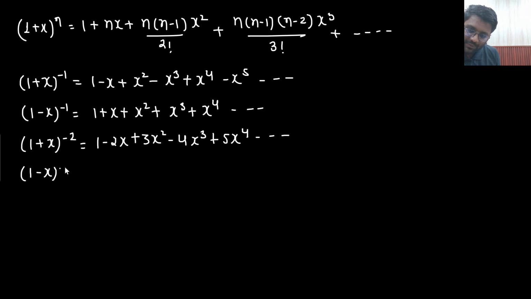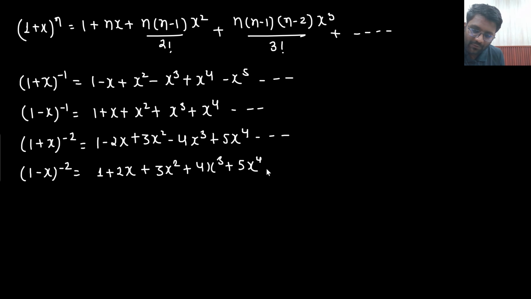What about 1 minus x to the power minus 2? This comes inside, and 1 plus 2x it would become, right? Now the coefficient will keep on increasing, but, sir, plus plus is followed. So plus 3x square plus 4x cube, 5x to the power 4 and so on. No plus minus is followed. So these 4 also you need to remember.